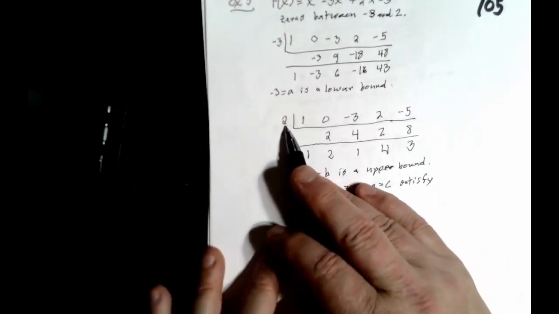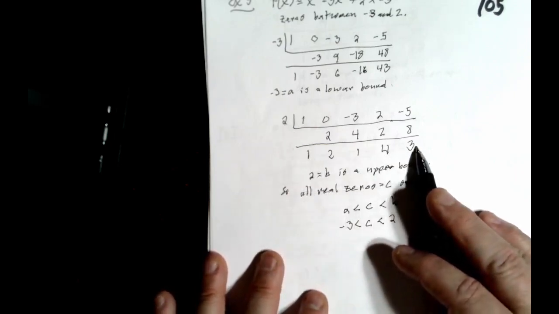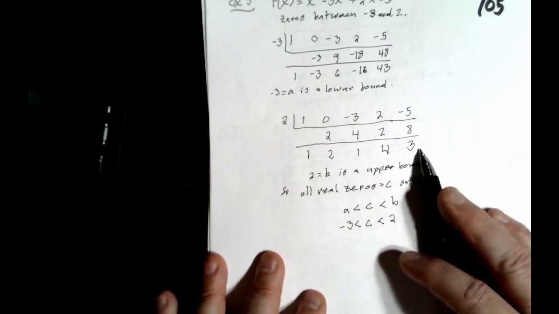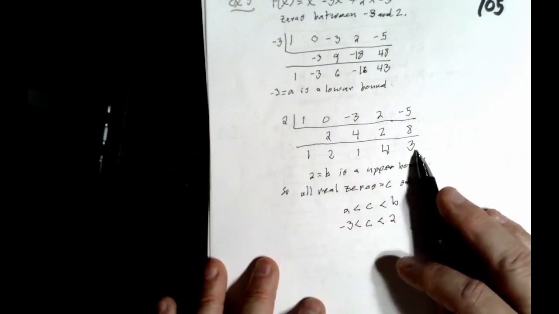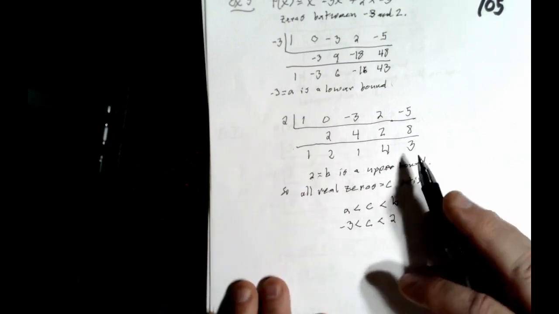Then what about positive 2? This could be an upper bound. So we do all our synthetic division. It doesn't work. We get 3, not a 0. But all positives, right? All positive, no negative entries. You could have 0 or positive. Okay? So that means 2 is an upper bound.